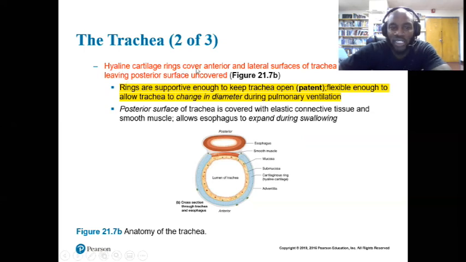Hyaline cartilage rings cover the anterior and lateral surfaces of the trachea in a C shape. Look at this cartilaginous ring, hyaline cartilage. Notice this shape right here. This is what they're talking about. This blue right here, that's a C shape. Okay.